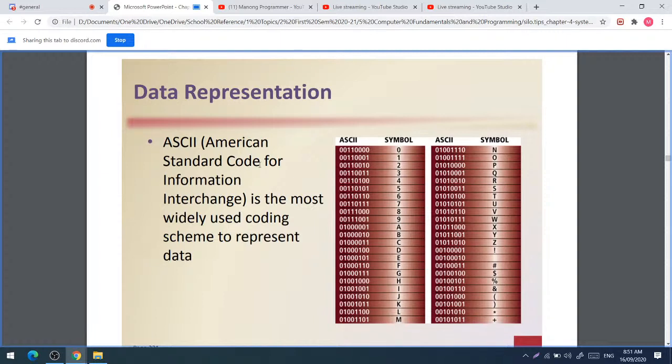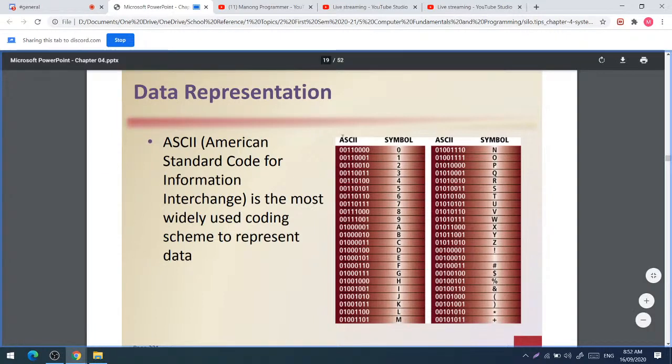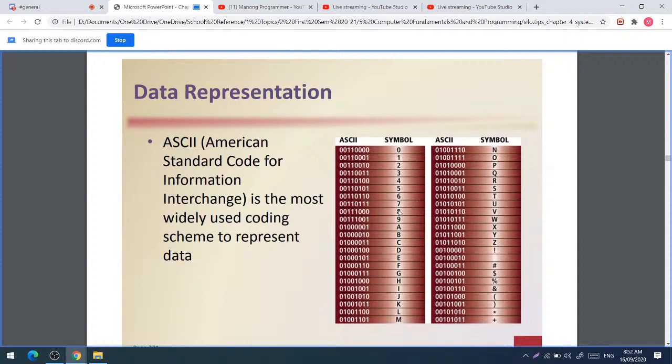Guys, you also see something different here. These are all capital letters: A, B, C, D, E, F, G, up to Z. The representation of small letters is different. So when we say letter E, what did we say earlier? That is 0, 1, 0, 0, 0, 1, 0, 1. That is letter E.